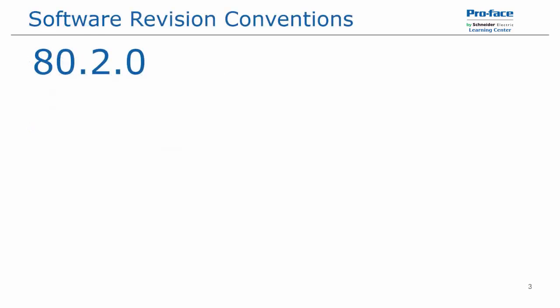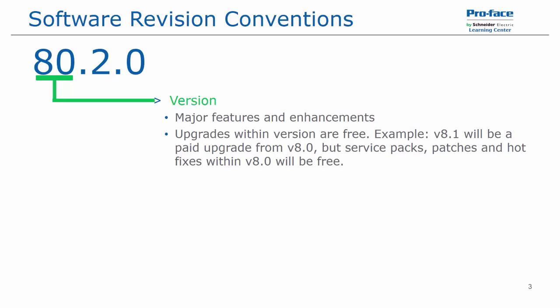The software revision syntax for Blue Open Studio is as follows. We have three groups of version numbers. The first group is the major version. This will include major features and enhancements. And typically, upgrades within this version are free. For example, if you went from 8.0 Service Pack 2 to 8.0 Service Pack 3, that upgrade will be free of charge and will not require a license reauthorization. However, if you went from 8.0 to 8.1, that would be a purchased upgrade and would require a new license authorized.